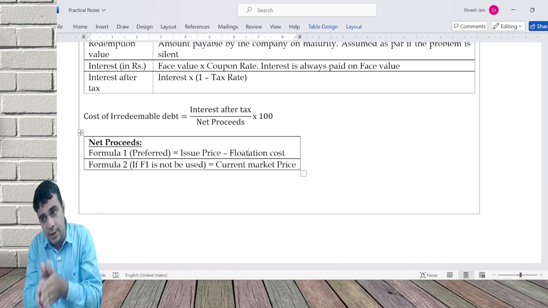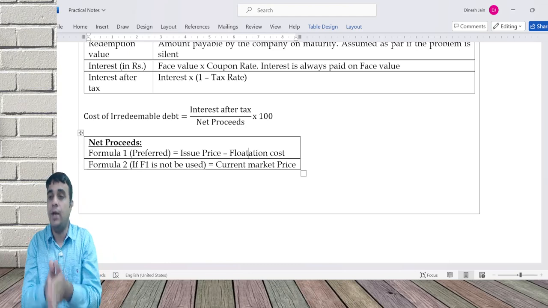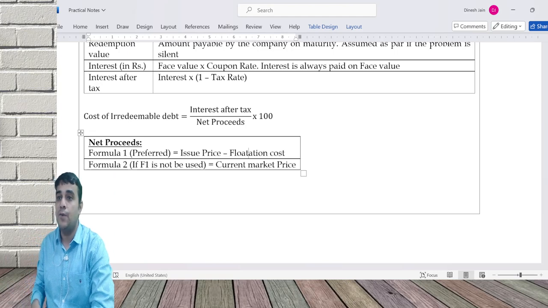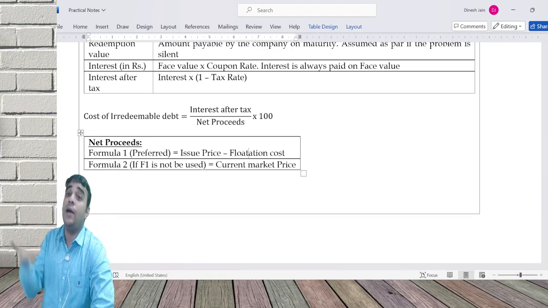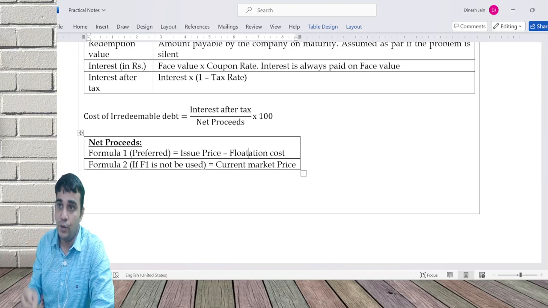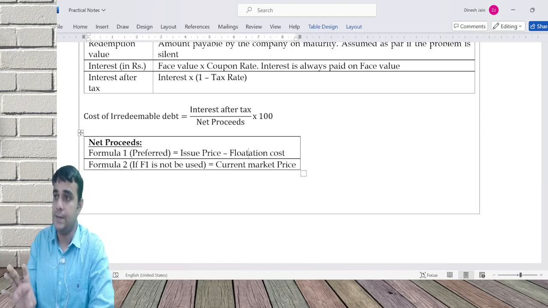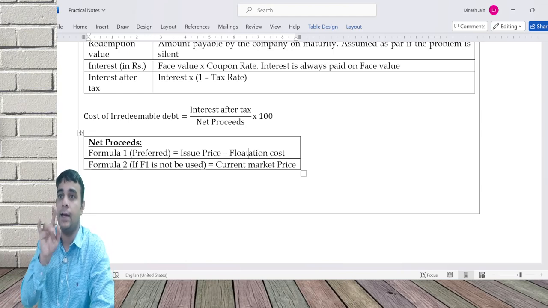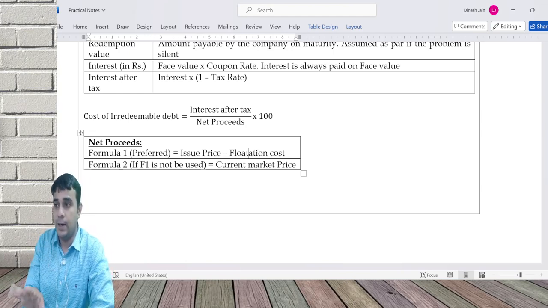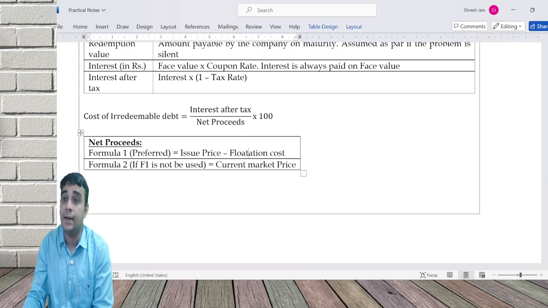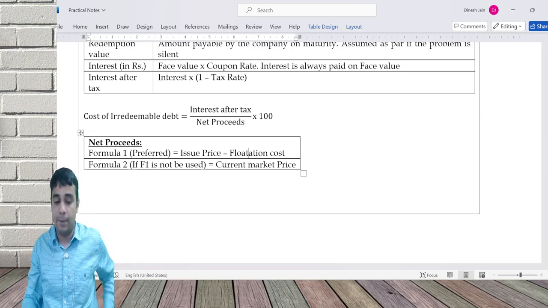But if debentures were issued 2-3 years back, today you cannot get any issue price minus flotation cost. So the concept is, if you were to issue the debentures today, you would have issued it at the current market price. First formula for net proceeds is what I can collect. Second formula is, if you don't know what I collect today, what I could have collected today by issuing it at the current market price.